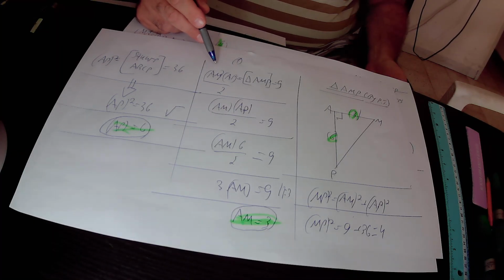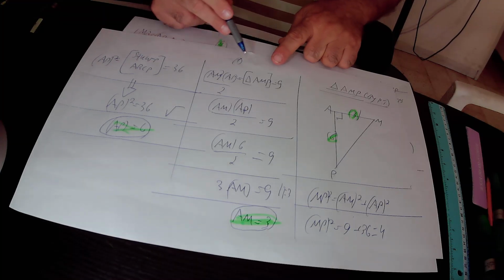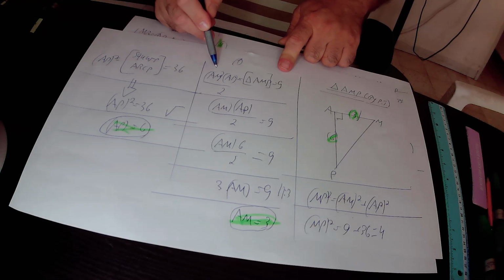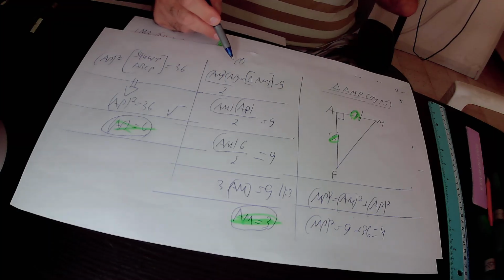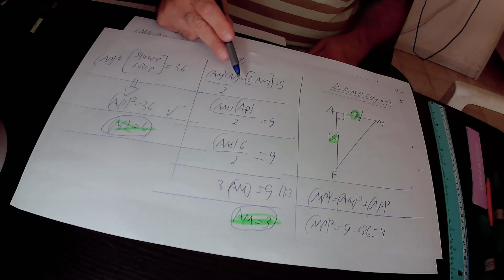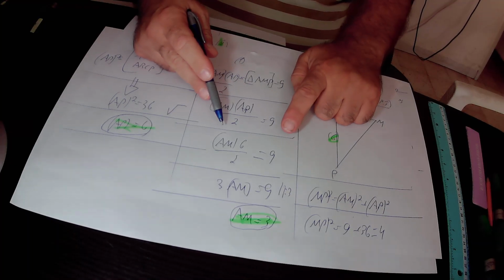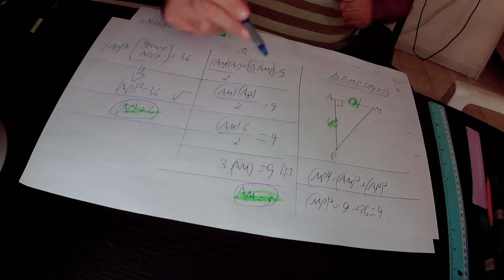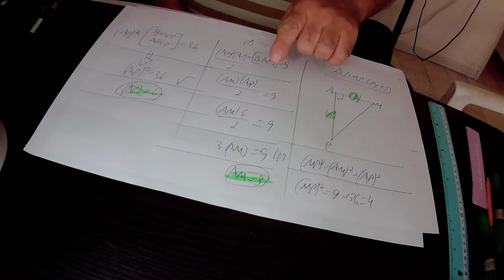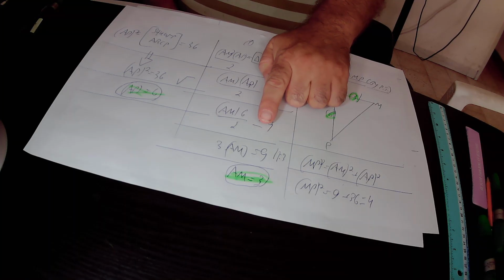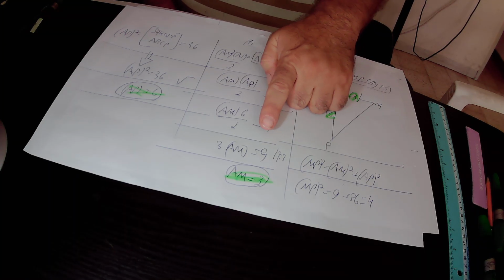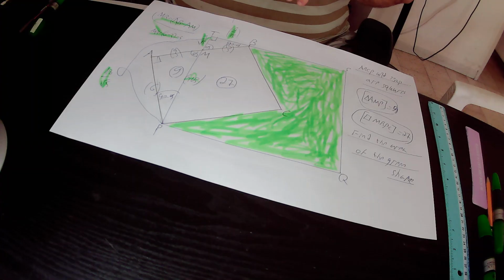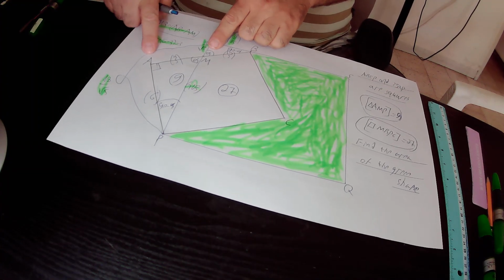So in total, we found out that AM times AP over 2 equals the area of the right triangle AMP, which equals 9. AP is 6, so we substitute AP by 6, and we find that AM times 6 over 2 equals 9. 6 over 2 is 3, so 3 times AM equals 9. Here, we divide this equation by 3 and find that the missing side AM equals 9 over 3, that is 3. This is the missing side AM, equal to 3 units in length.